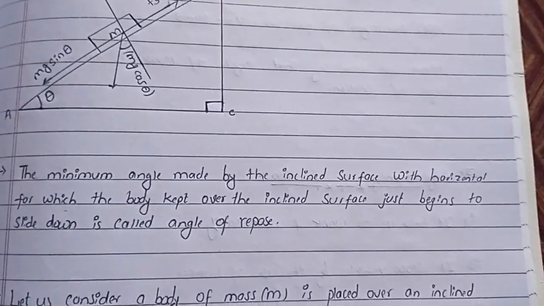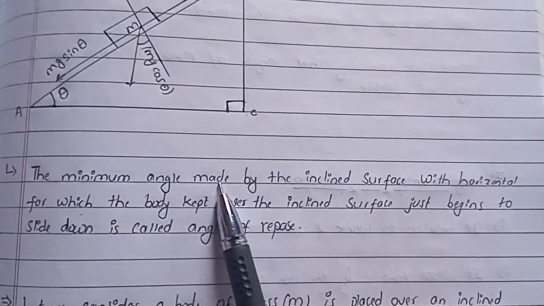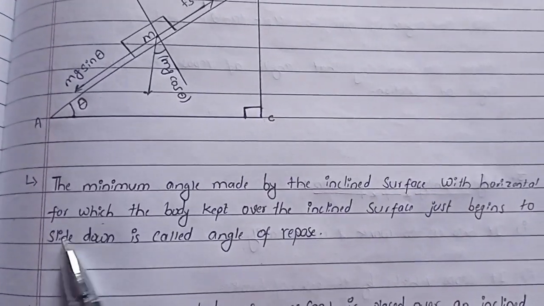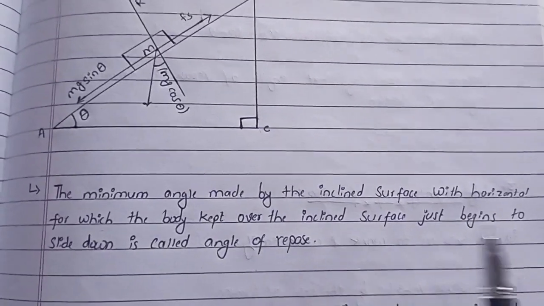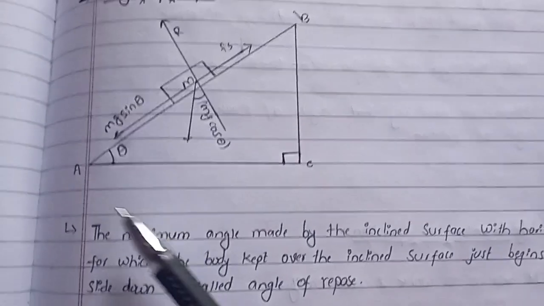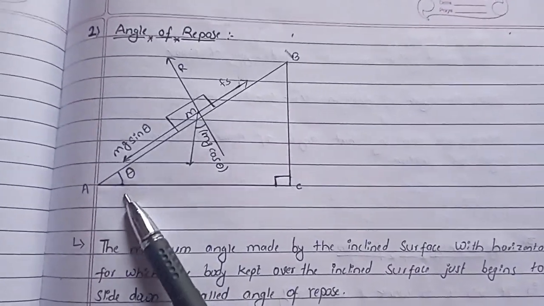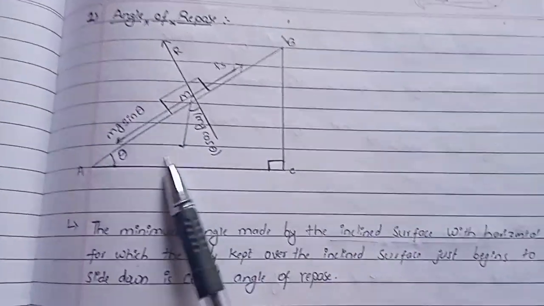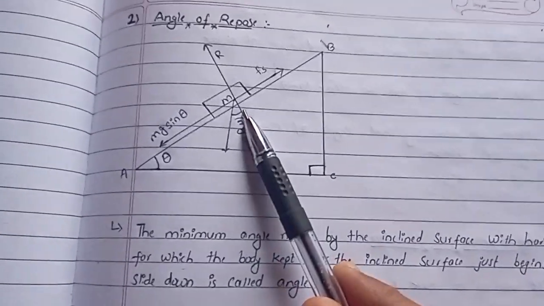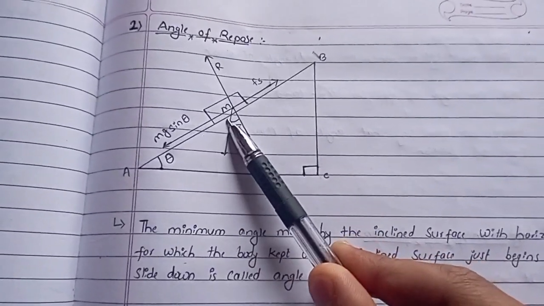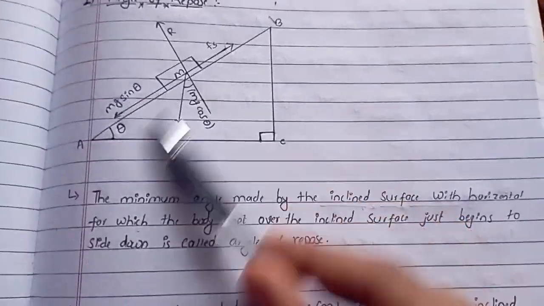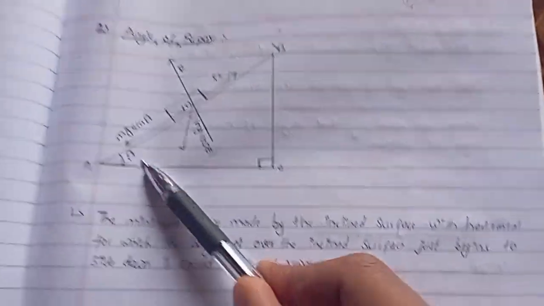So let's go to its definition. The minimum angle made by the inclined surface with the horizontal for which the body kept over the inclined surface just begins to slide down is known as the angle of repose. This is called the angle of repose.